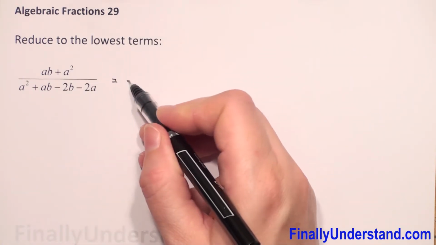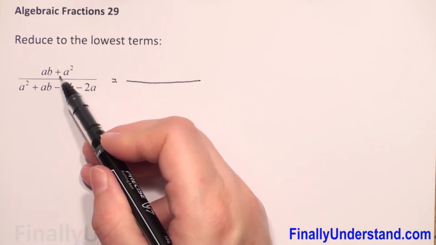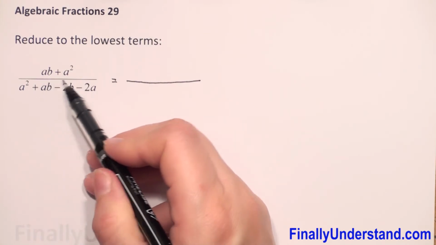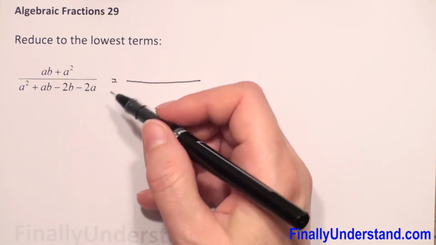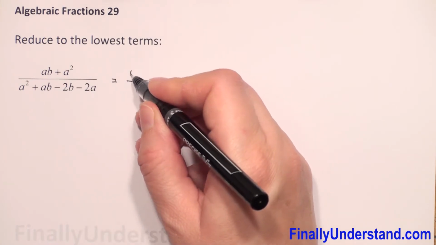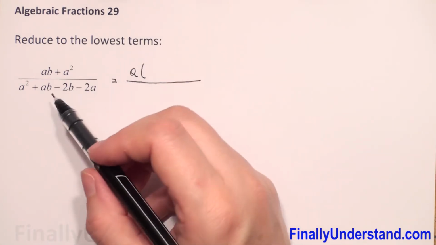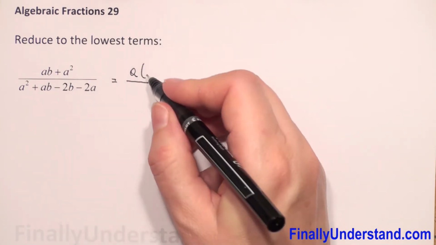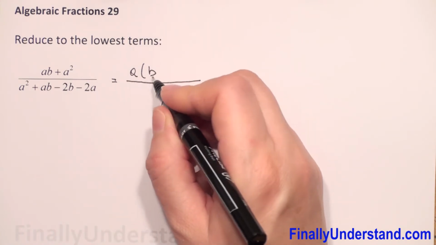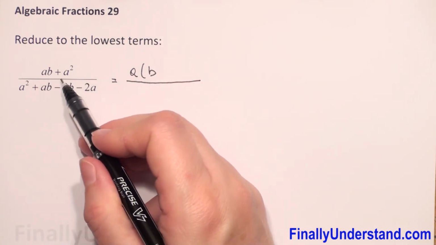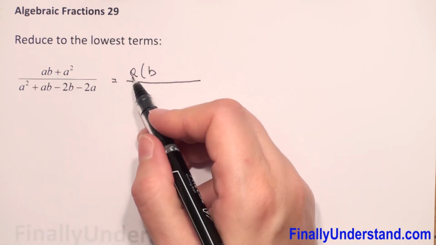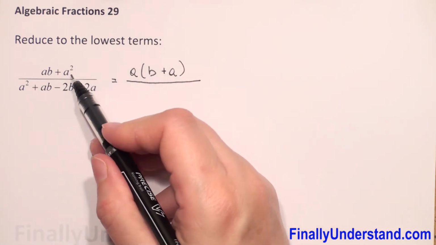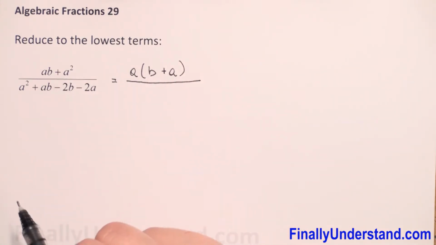In the numerator, we have ab plus a square. So the same variable is a and a, so we can factorize a, and we will have in parentheses, by what we have to multiply a to get ab? By b, because a times b is ab, exactly the same what we have at the very beginning. And next we have plus a square. We have only a, so we have to multiply a by a. A times a is a square, is the same what we have at the beginning.